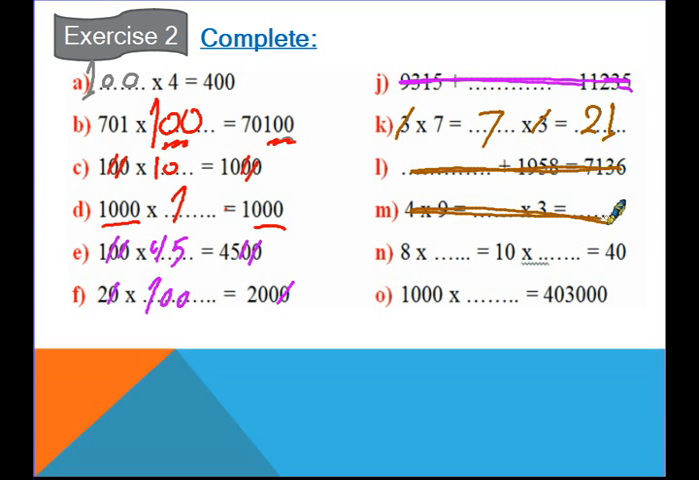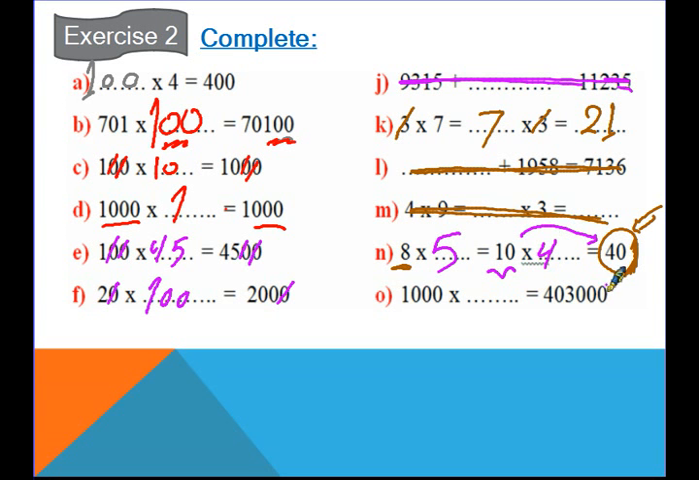8 times empty space equals 10 times empty space equals 40. What is the number? If I multiply it by 8, the result will be 40. 8 times 5. The result will be 40. Okay, what is the number if I multiply it by 10? The result also will be 40. 10 times 4.